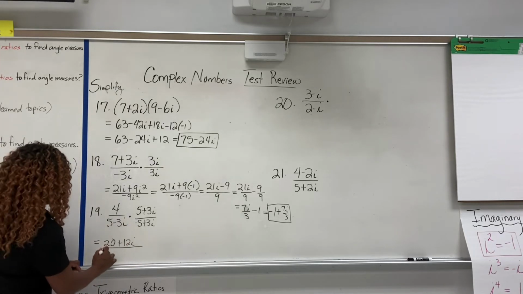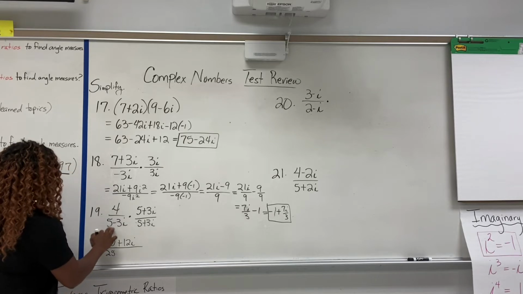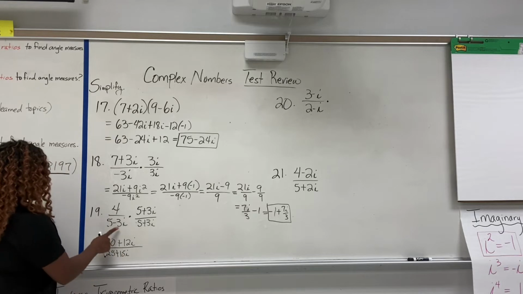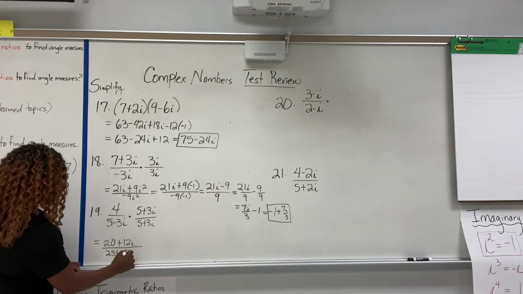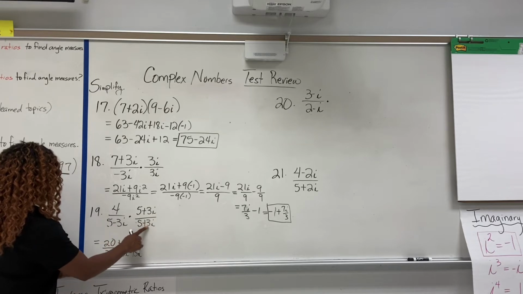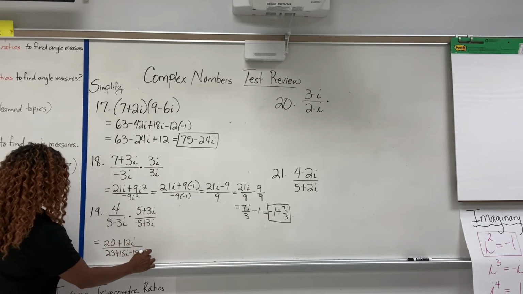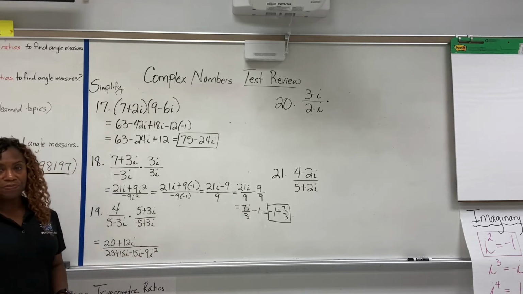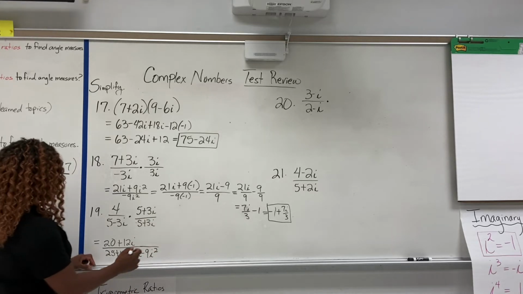5 times 5 is 25. 5 times 3i is 15i. Now let's do the negative 3i times 5, which is negative 15i. Negative 3 times negative 3 is negative 9, but the i times i is i squared. Told you it was a little longer at the bottom. Okay, let's see what we can do here.